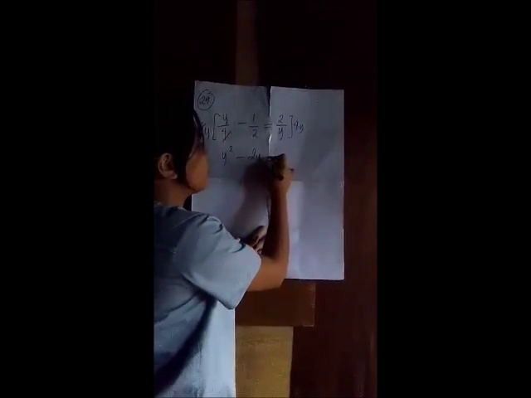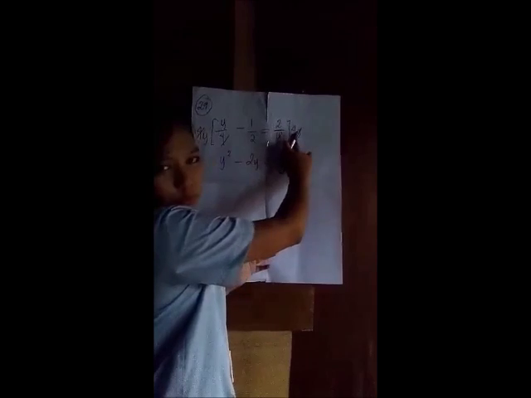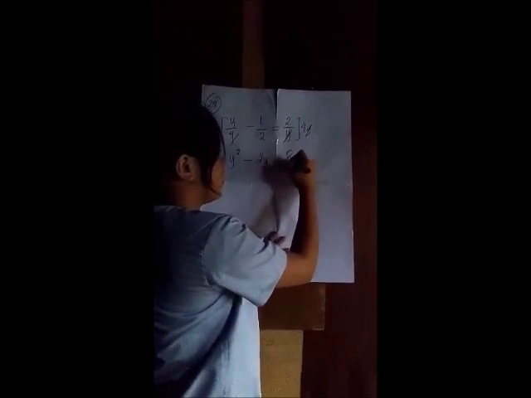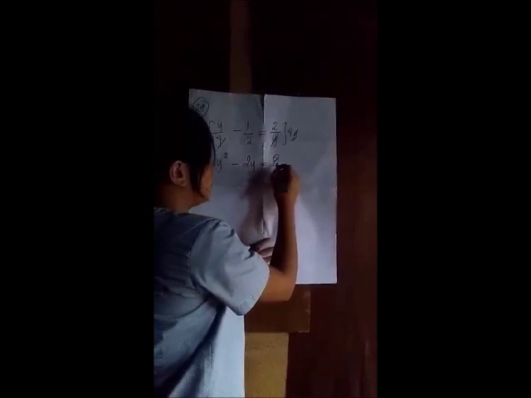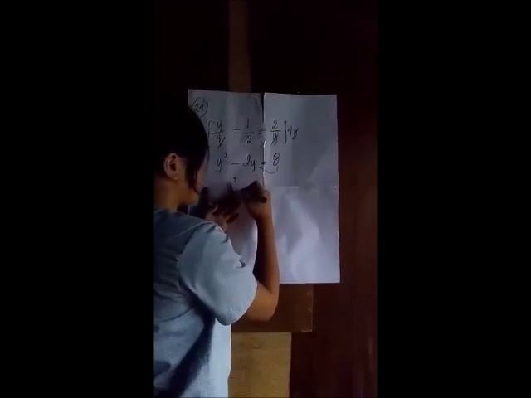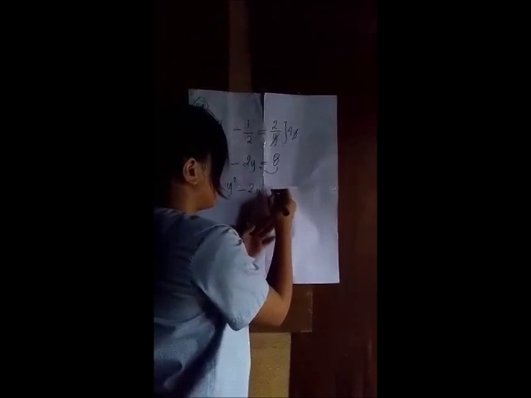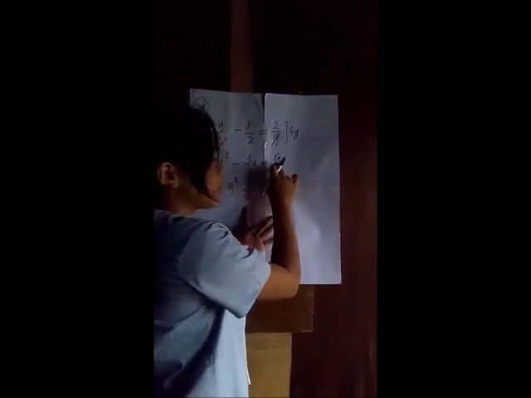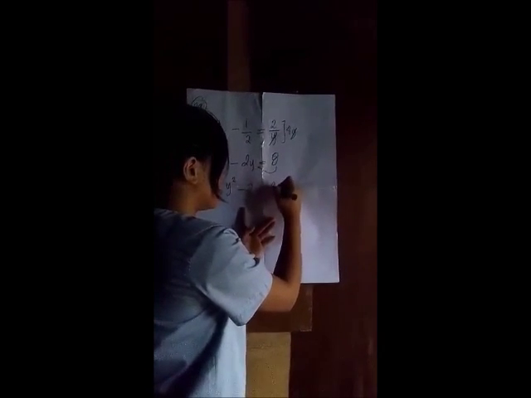Tapos, is equals to, cancel. 4 times 2 is equals to 8. Yung 8, ililipat ko dito. Yan. So, ang mangyayari is y squared minus 2y minus, kasi nilipat ko siya, so magiging minus siya. Minus 8.